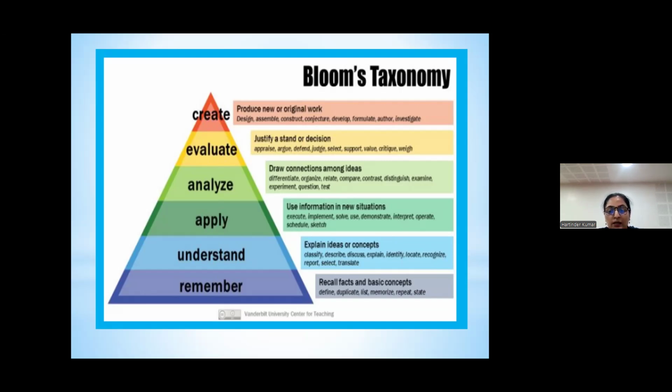Understanding is to explain the idea or the concepts. Applying is to use the information in new situations. And analyzing is to draw the connections among the ideas. Evaluate is to justify the statement, to stand with or give the decision. And creating is producing a new or original work when we are applying the knowledge to unknowns.